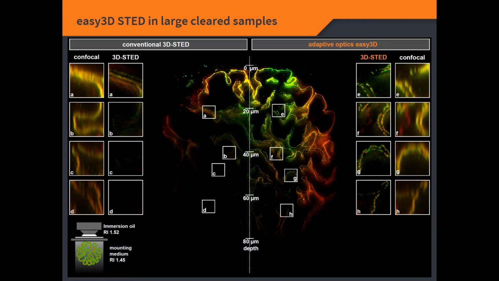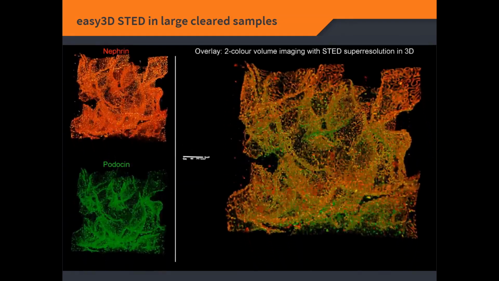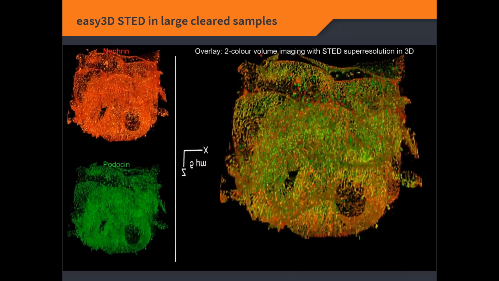What we can see here is that when we go into the sample in a conventional 3D STED mode, we can see in these squares that the image deteriorates really quickly, and only at the very top do we get a good image. Using adaptive optics with Easy 3D, we can see the image quality is sustained even down to 60-70 micrometers into the sample. I would like to thank David Unas UES for this sample. Here's a 3D rendering of the sample where we collected the whole volume using Easy 3D and also our adaptive illumination technology.